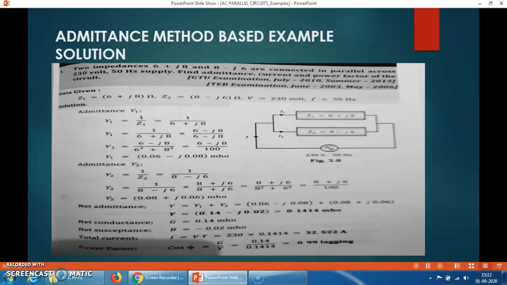So see here, one example is given here. Data is like that: two impedances 6 plus j8 and 8 minus j6 are connected in parallel across a 230 volt 50 hertz supply. Find the admittance, current, and power factor of this circuit.